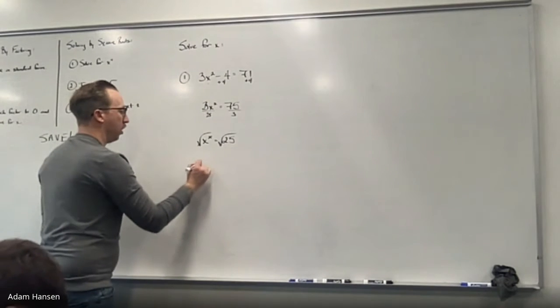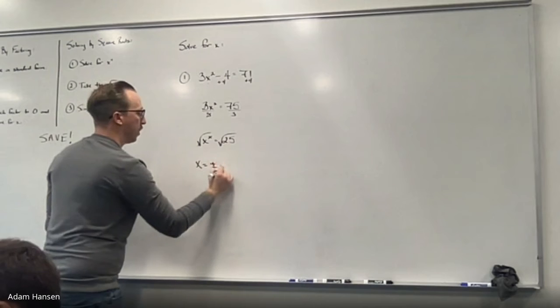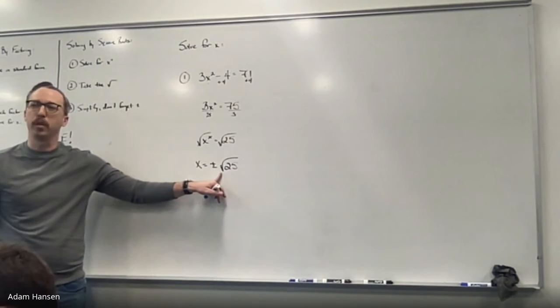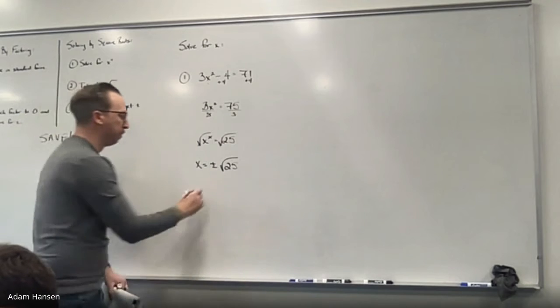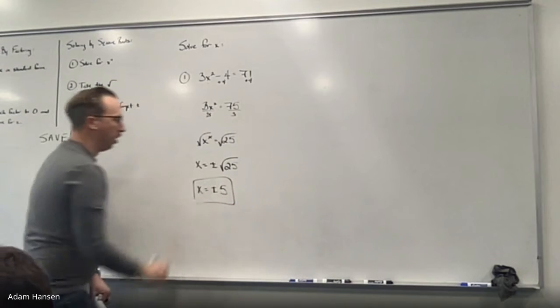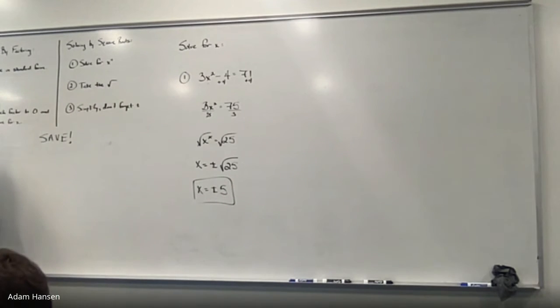x equals plus or minus the square root of 25. That's pretty easy to simplify. What's the square root of 25? Don't forget the plus or minus for your answer. 2 solutions, both positive 5 and negative 5.